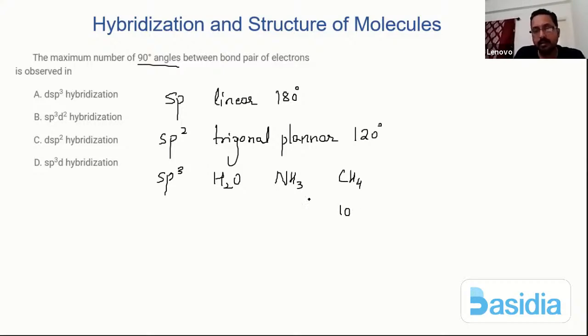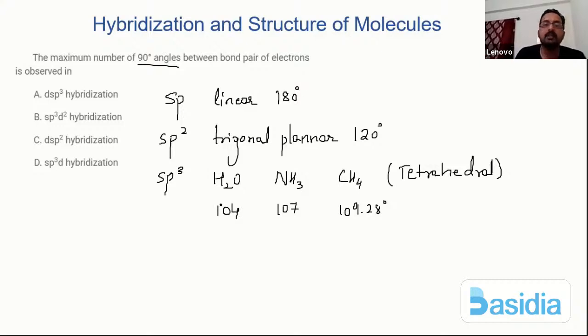Normally, when we consider the overall geometry, it is definitely tetrahedral. Here you will find 109.28, here very close to 107, and here very close to 104. So this is how exactly the bond angles go on. I'm speaking about the bond angle here. So this is exactly how they are.